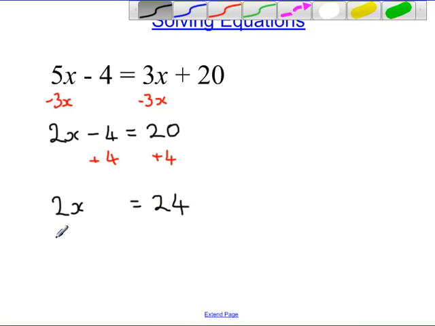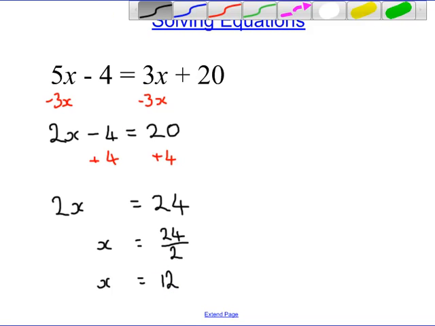That equals 20 plus the 4, which is 24. And then to finish that off, this means 2 times x, so the opposite of multiplying by 2 is dividing by 2. So we do 24 divided by 2, and that's going to give you x equals 12. Okay, so that's one way of solving it.